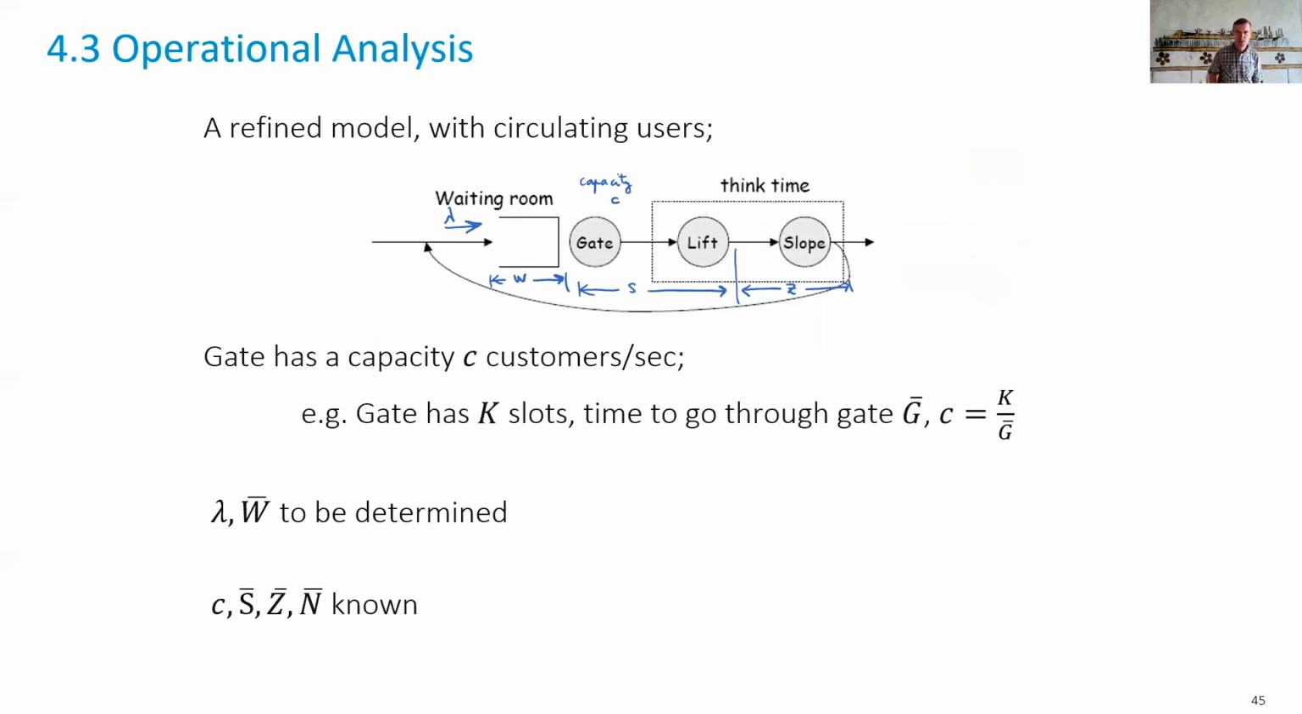But this model is probably too simple because in reality there is feedback in the system. If there is a large queue, then the skiers are spending most of their time, or a large fraction of their time, queuing.